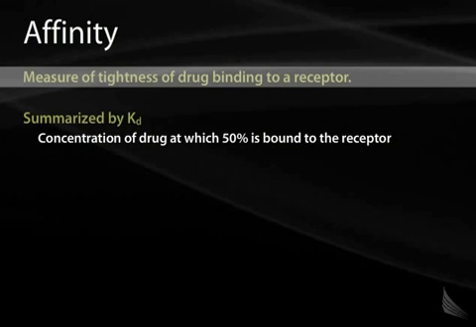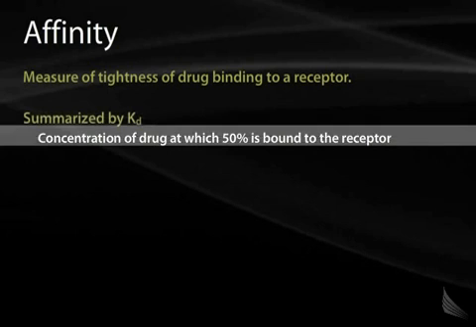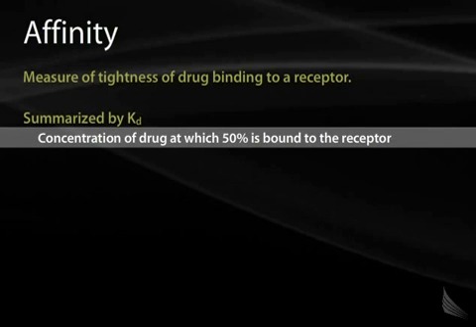basically defines the tightness of the drug as it binds to its receptor. Kd is a value that each drug has for a certain receptor, and it is defined as the concentration at which 50% of that drug is bound to the receptor.